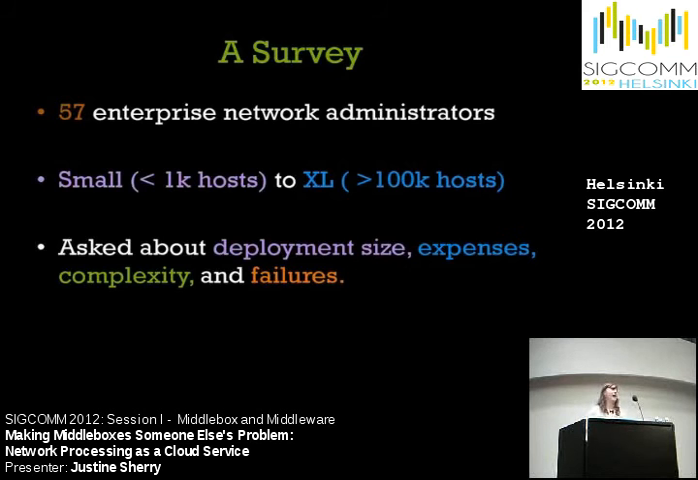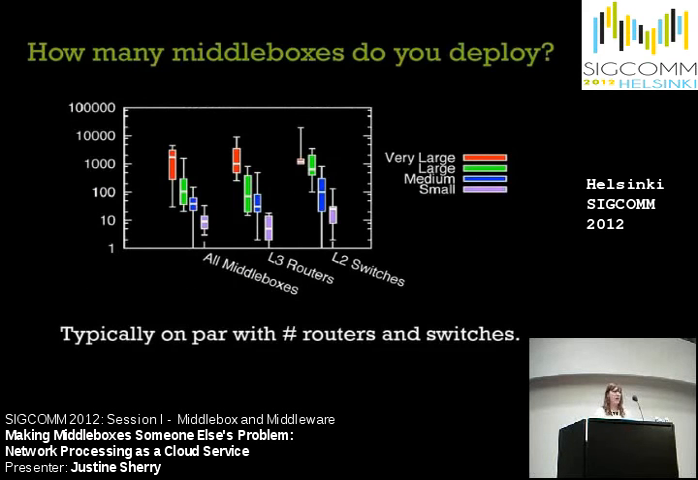The first question we asked was just, how many Middleboxes do you deploy? What we see here is a box plot. Each cluster represents a category of device, and each color of box plot represents a different size of network. The purple box plots represent the smallest networks, the ones with 1,000 hosts or less. The red box plots represent the largest networks, the ones with 100,000 or more. The green and blue fall somewhere in the middle. Note that the y-axis is in a log scale.